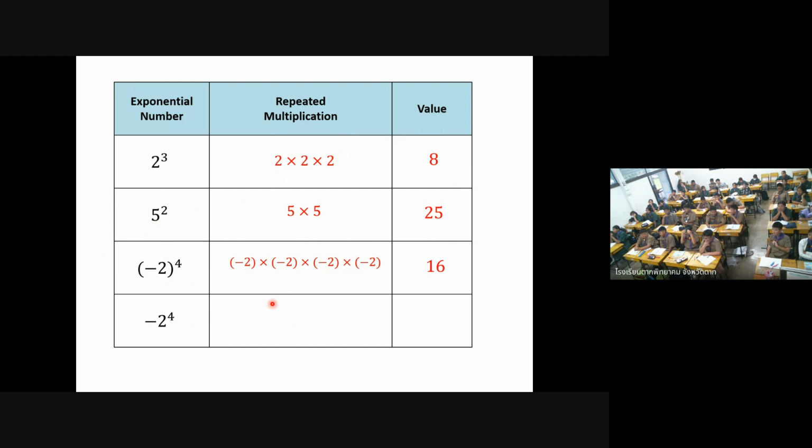How about this one? Negative 2 to the power of 4. So 2 times 2 times 2 times 2 is 16, times negative, negative 16. That's why these two are not equal.